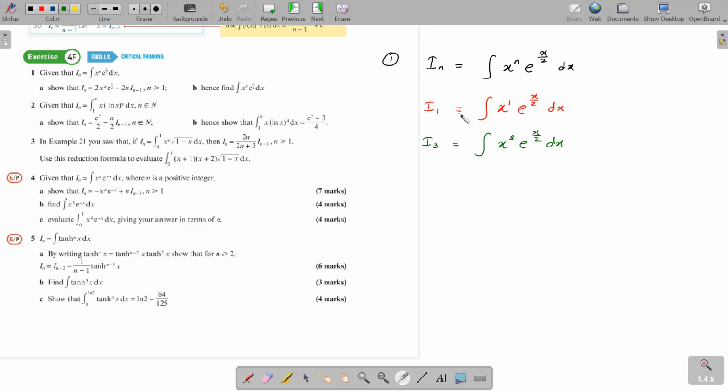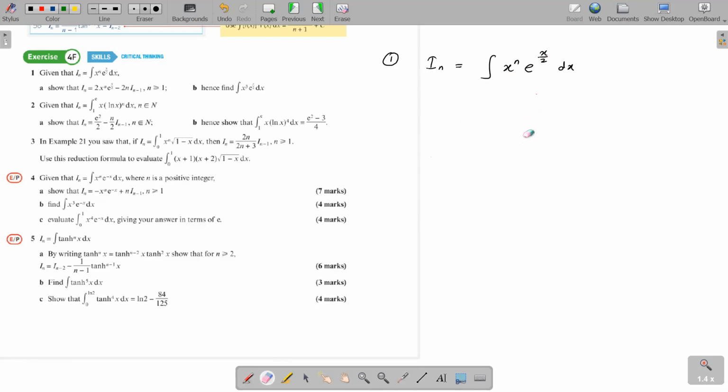Now, when I take these I values, I3, I4, can I get rid of the e to the power x over 2 even if the power n is not there? No. According to the definition they have given you for I n, it definitely needs to look like this. It needs to have the x to the power n along with the e to the power x over 2. Are you with me? This is the basic reading of this equation. So let's see how we can integrate this.